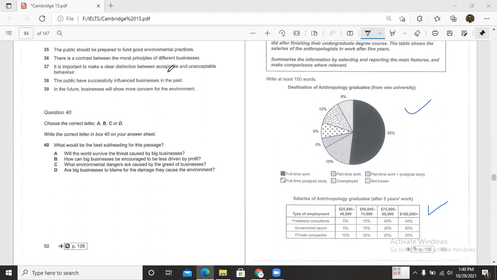Let me check. First of all, tell me what data you're going to pick for the overview here. A lot of graduates do full-time work in the pie chart with 52%. But you don't include the data in the overview.